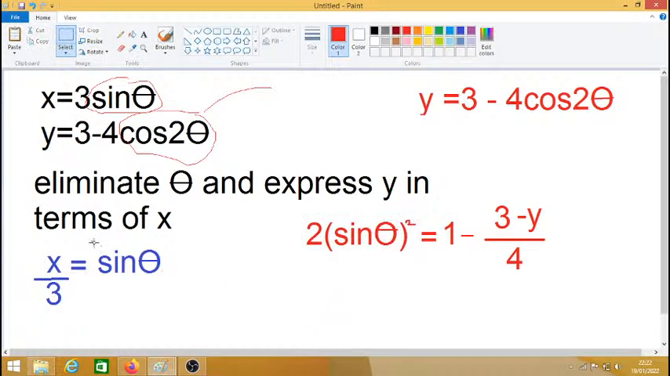And now what I've got is a straight substitution for your sine theta. In this equation, wherever I see sine theta, I can replace that with x over 3. So x over 3 can go in the bracket here. And that's pretty good, because now I've completely eliminated the theta and I've only got y's and x's, and the only other thing now is to try and get y on its own. So let's do that.